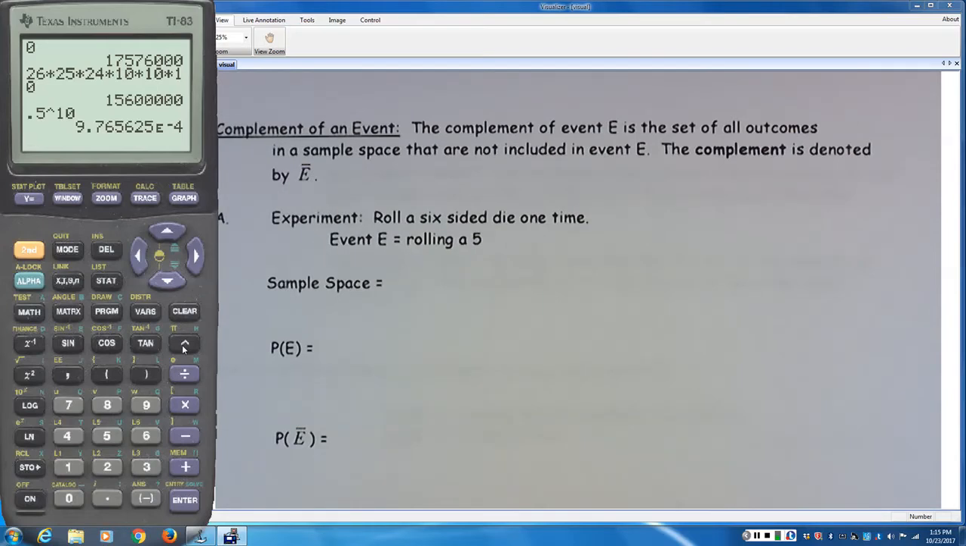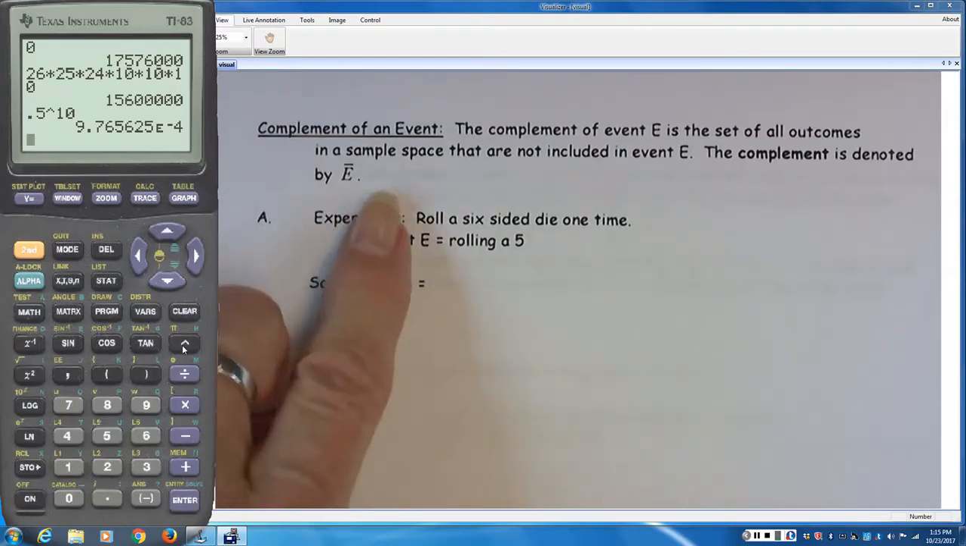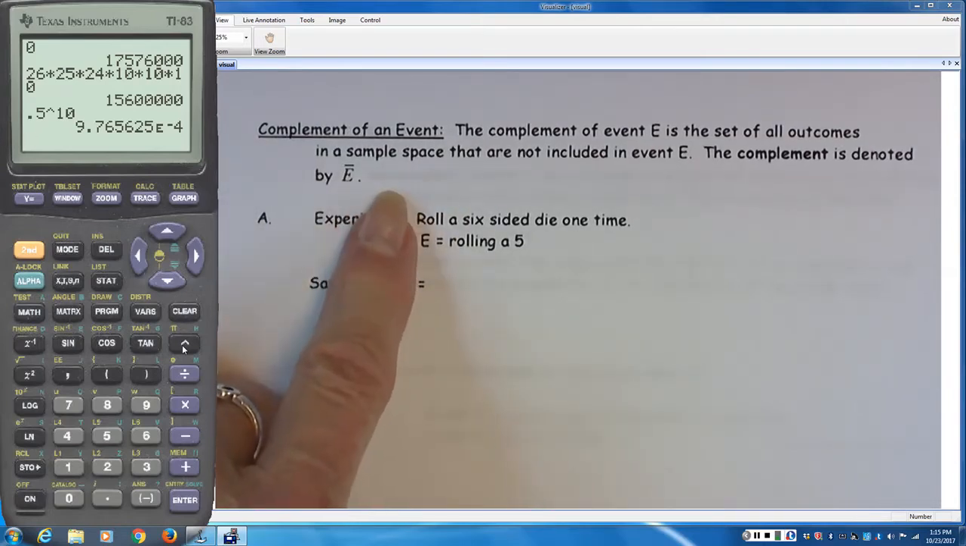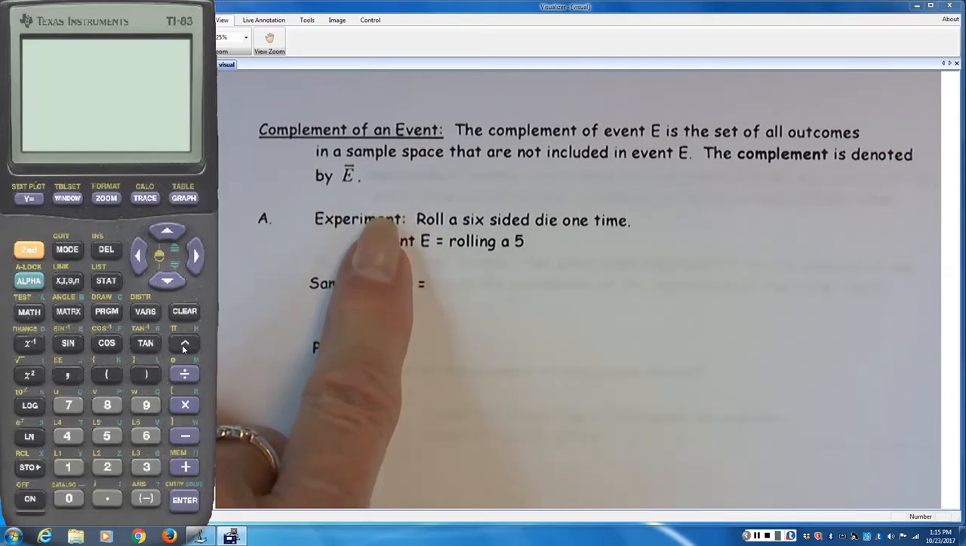Now we need to talk about something called the complement of an event. The complement of an event means that it doesn't happen. Either it's raining outside or it's not raining outside. Okay? Either you came to class or you didn't come to class. That's the idea of a complement.